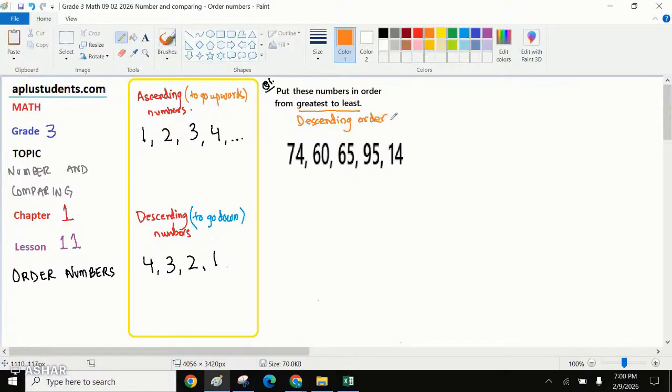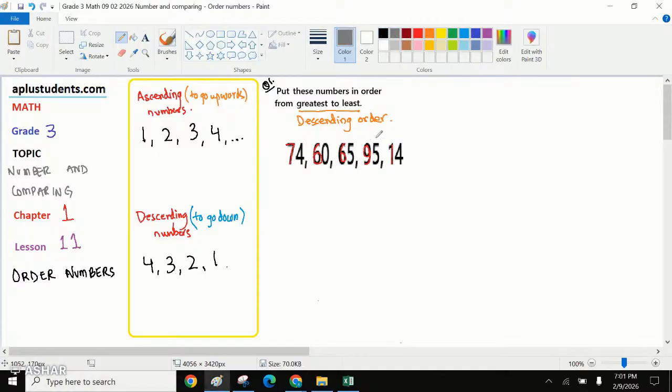Since all these numbers are 2-digit numbers, we need to see the tens position. This is a 7, this is a 6, this is another 6, this is another 5 and 1, right? So we are doing ascending and descending numbers. Ascend would mean going from the smallest number to the largest. Descend means going down, that means from the largest to the smallest. Thank you, Nate. So Nate said 95.